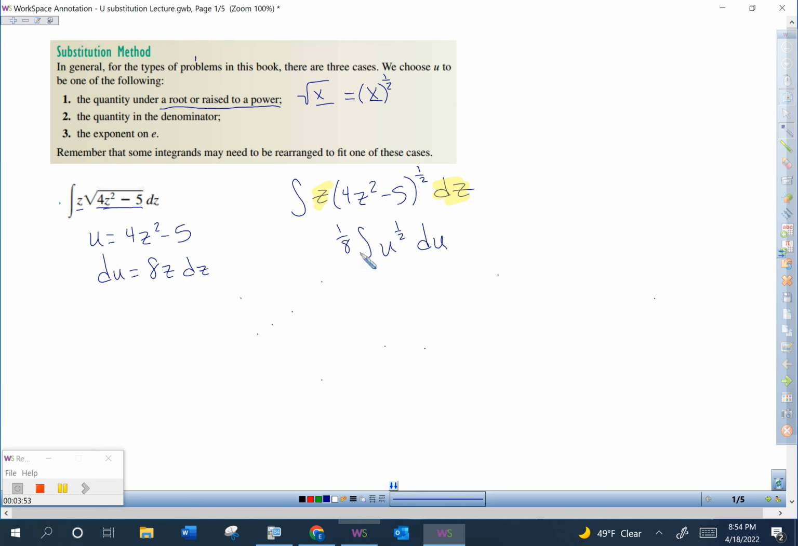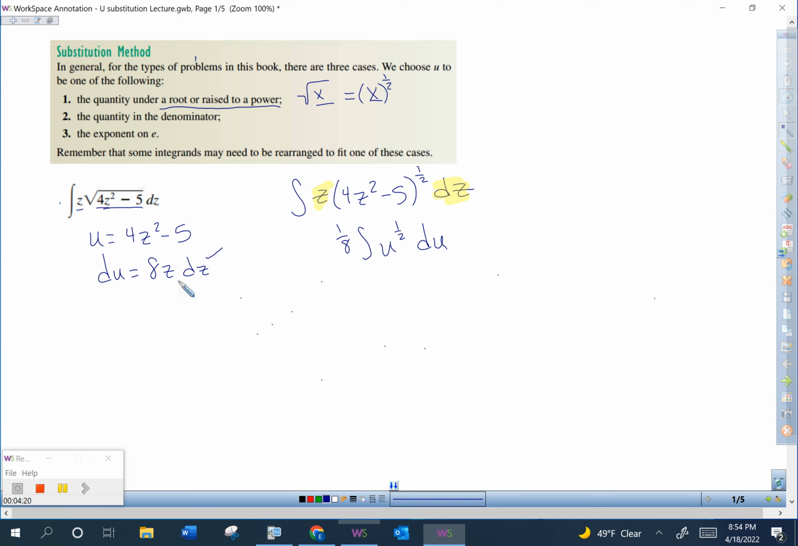Now, this causes a lot of struggle for some folks to see, so I'm going to show you a way where you can figure out what needs to happen here every single time, if you're one of those people who find it a little bit challenging. You can come over here, and the whole idea is that these two pieces are going to work together to go with this du. So you're going to go to your du and solve for your dz.